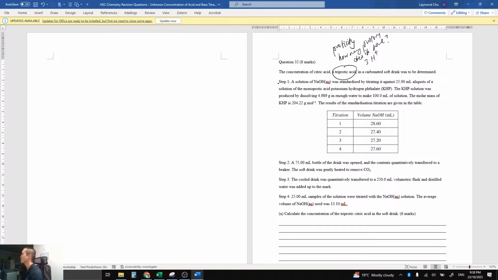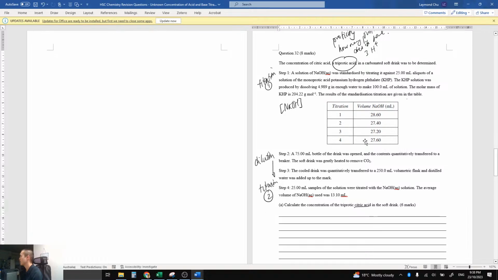Okay, again, we've got 2 titrations here. We've got titration 1 here, and then we have a dilution stage, which will be important here, and then we've got titration number 2. From the looks of things, we need to first work out the concentration of NaOH from titration 1, and then use the known concentration of NaOH to work out our unknown concentration of citric acid. So, how do we do that?